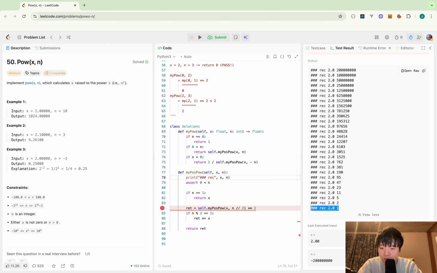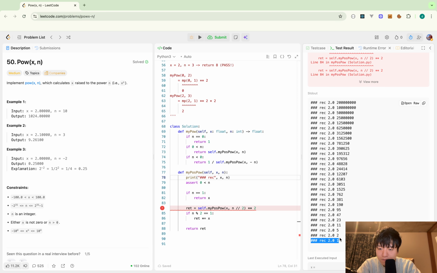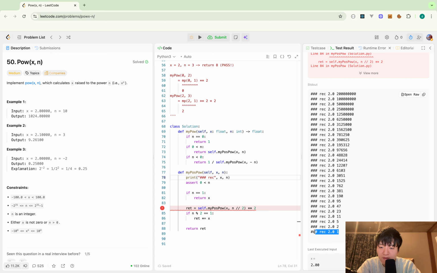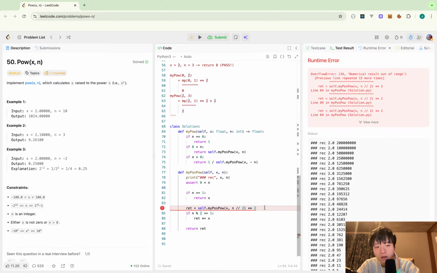Wait, 2 and 1. What's the problem with this? So it's going back. Actually, I could reach this. So if n is 1, I should return x. But this is more than 15 times. What I'm having in my mind is, instead of dividing by 2, I should divide by 3 or maybe 4 or a larger number.